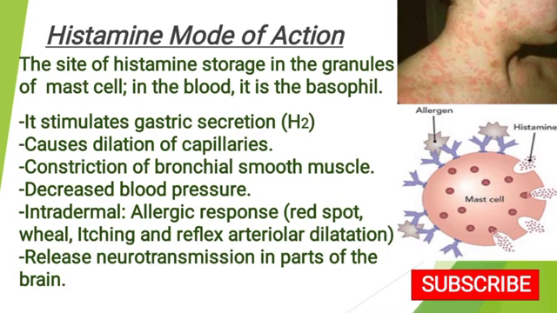In the diagram, the orange part is the mast cell and the small red part is the granules which contain the histamine, and the grey part is the allergen. They attach to a specific antibody, that is IgE. They trigger the mast cells and they release histamine.